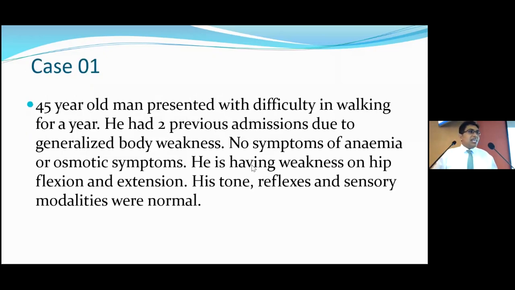There are two clinical scenarios that I will present in the next 20 minutes. Case number one is a 45-year-old man who presented with difficulty in walking for a year. He had two previous hospital admissions due to generalized body weakness, but no symptoms of anemia or osmotic symptoms. He has weakness on hip flexion and extension, but his tone, reflexes and sensory modalities were normal.